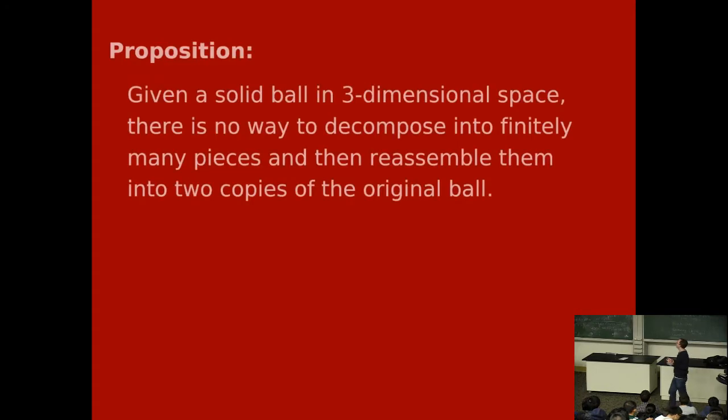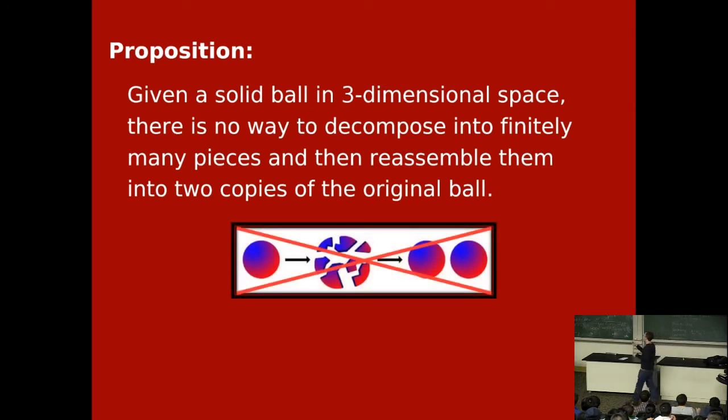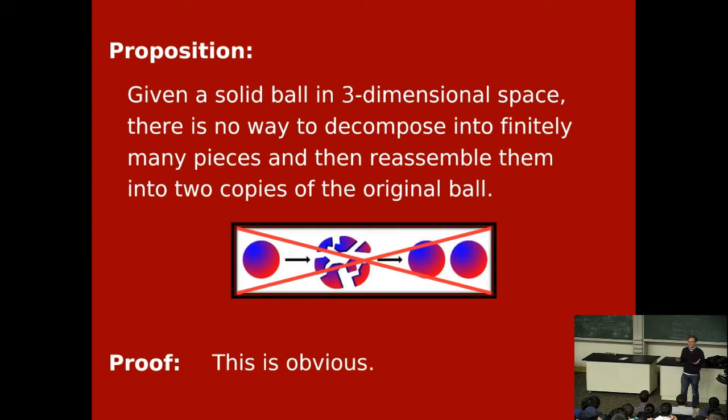Let me show you another one, though. Here's a proposition. Let's say you're given a solid ball, like a good old-fashioned ball in 3-dimensional space. The proposition is that there's no way to break it into finitely many pieces and then reassemble those pieces and get 2 balls of the same size as the original one. So the proof for this one, it says, this picture is impossible. The proof for this one is, this is obvious, right? Come on.